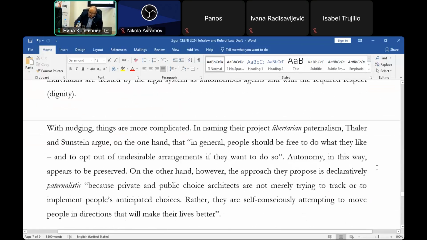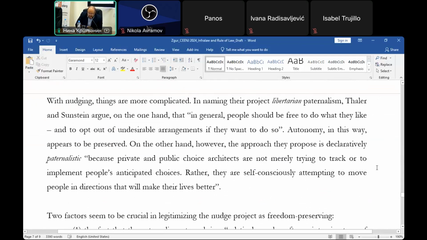Now, in naming their project libertarian paternalism, Thaler and Sunstein argue, on the one hand, that in general, people should be free to do what they like and to opt out of undesirable arrangements if they want to do so. Autonomy in this way seems to be preserved. On the other hand, however, the approach they propose is declaratively paternalistic because private and public choice architects are not merely trying to track or to implement people's anticipated choices. Rather, they are self-consciously attempting to move people in directions that will make their lives better.